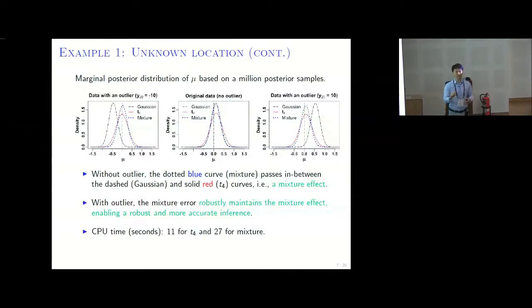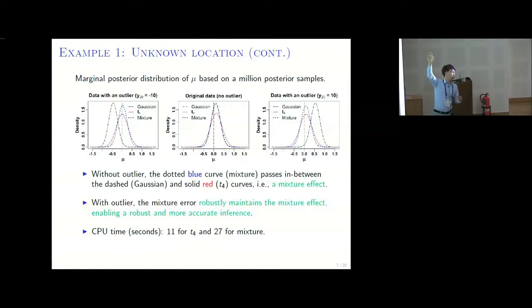So a mixture model is expected to produce a curve that passes in between the other 2 curves, because the mixture error model is a weighted average of the Gaussian error and T error models. Without outliers, the dotted blue curve is expected to pass in between the other 2 curves. But in this case, because the data are Gaussian, the dotted blue curve moves close to the distribution from the Gaussian error model. So let me call this a mixture effect, the weighted average.